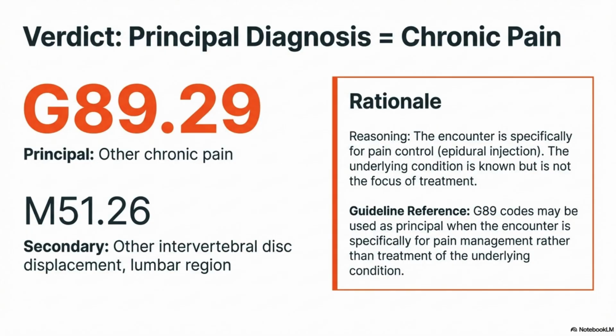Because the encounter is specifically for pain management, G89.29 becomes the principal diagnosis. This follows the guideline that G89 codes may be used as principal when the visit is for pain control rather than treatment of the underlying condition.